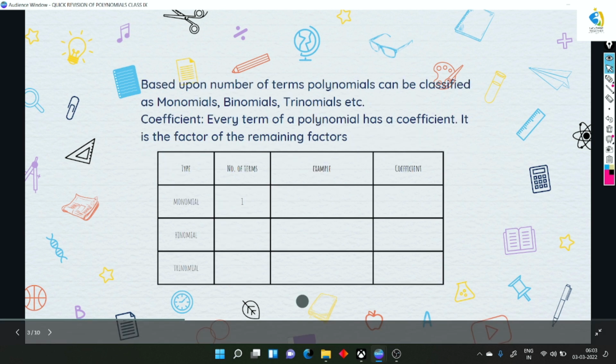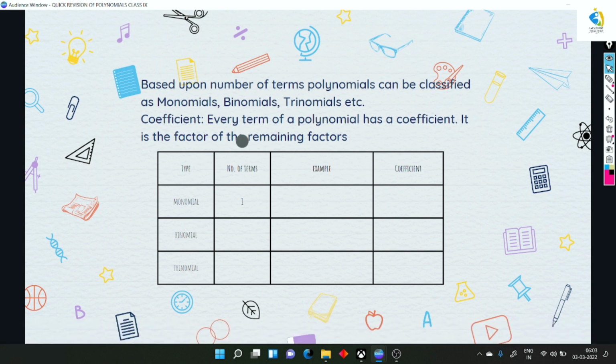I hope that's clear. Next we have the types of polynomials based upon terms. Based upon the number of terms, polynomials can be classified as monomials, binomials, trinomials, etc. Let us have a look at what monomial, binomial, and trinomial are. If the number of terms of the polynomial is 1, that will be known as a monomial, and examples can be 2x, 3y, etc. The next column is of the coefficient. Every term of a polynomial has a coefficient, and what is a coefficient? It is the factor of the remaining factors.